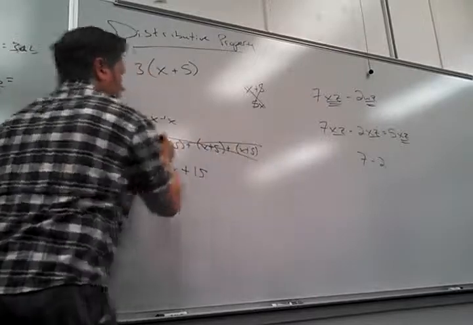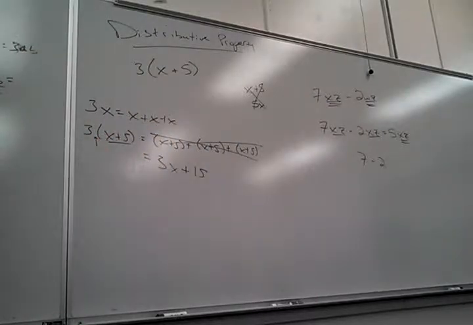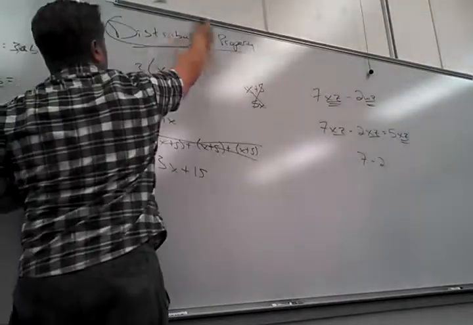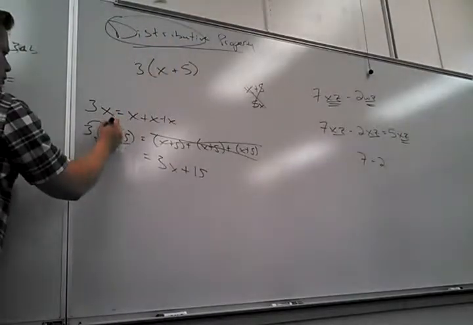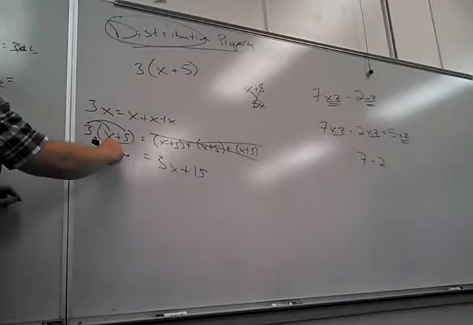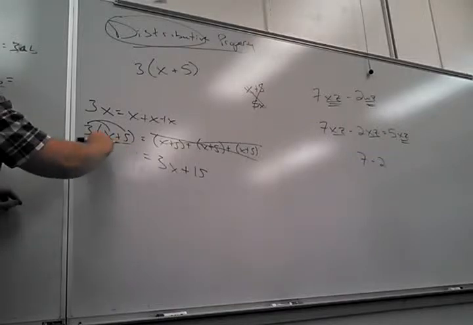So never do that, please. That shows you why it works. But I heard a few of you already know the shortcut. The distributive property actually makes a lot of sense because you distribute the 3. You get 3 x's and 3 5's.